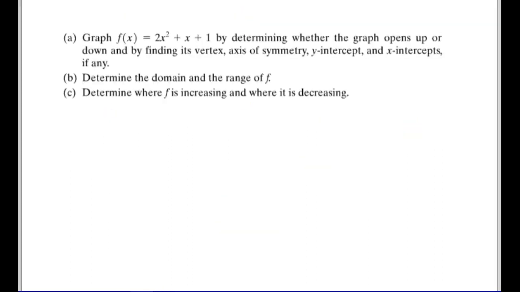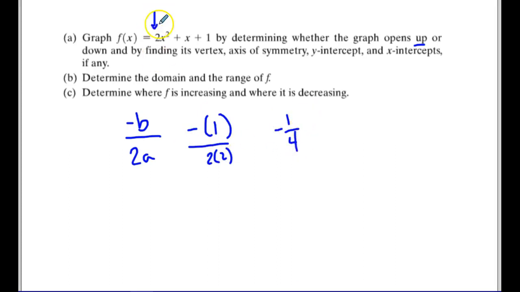Okay, so again, here's another example that we can follow exactly what we just did. The first thing I notice is I have this a value that's positive, so it's going to open up. I can find the vertex by doing my negative b over 2a. So I've got negative 1 divided by 2 times 2, so it's negative 1/4. And I can plug that back into my x and find the y value. I can find my y-intercept by making my x 0, so my y-intercept would be 0, 1. My x-intercepts I can find by setting y equal to 0.